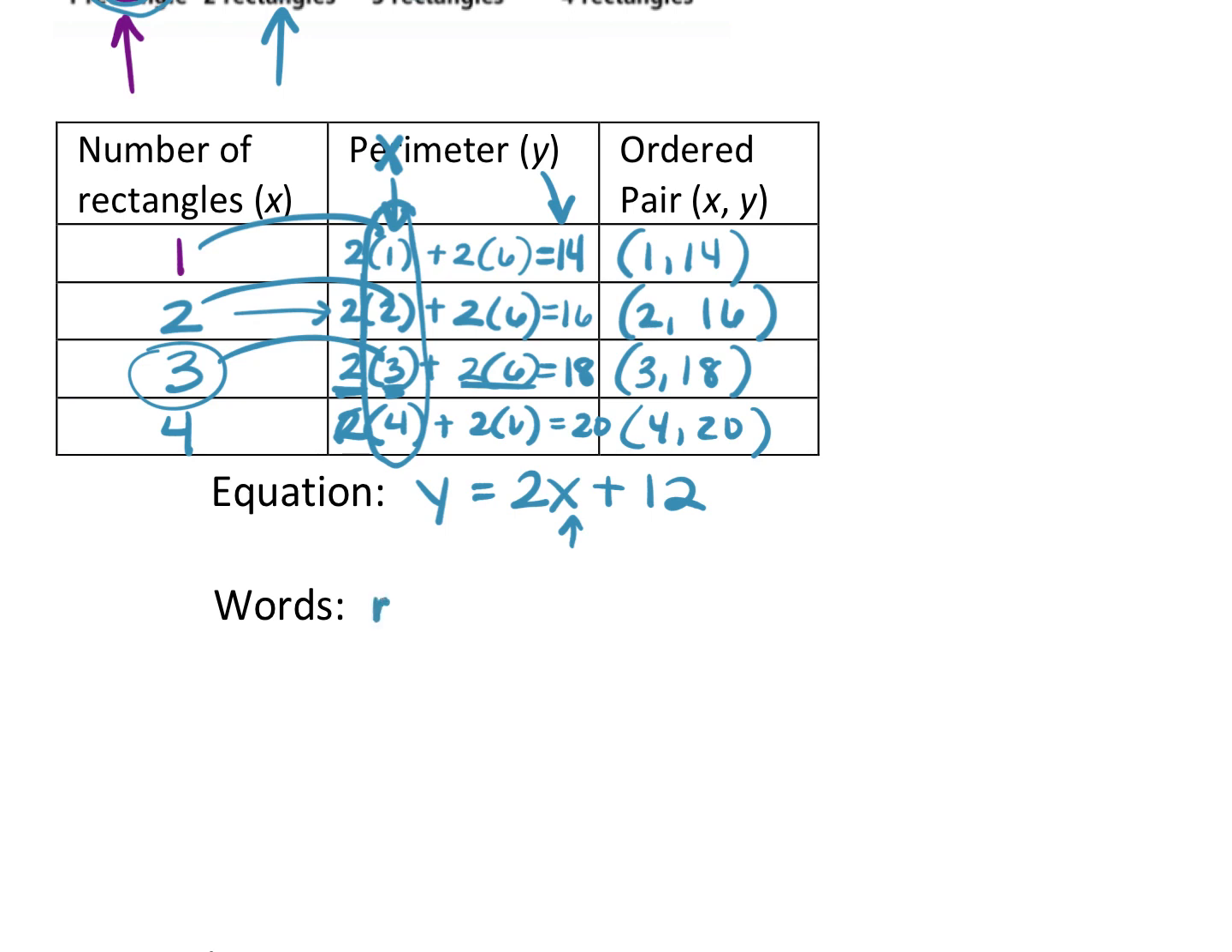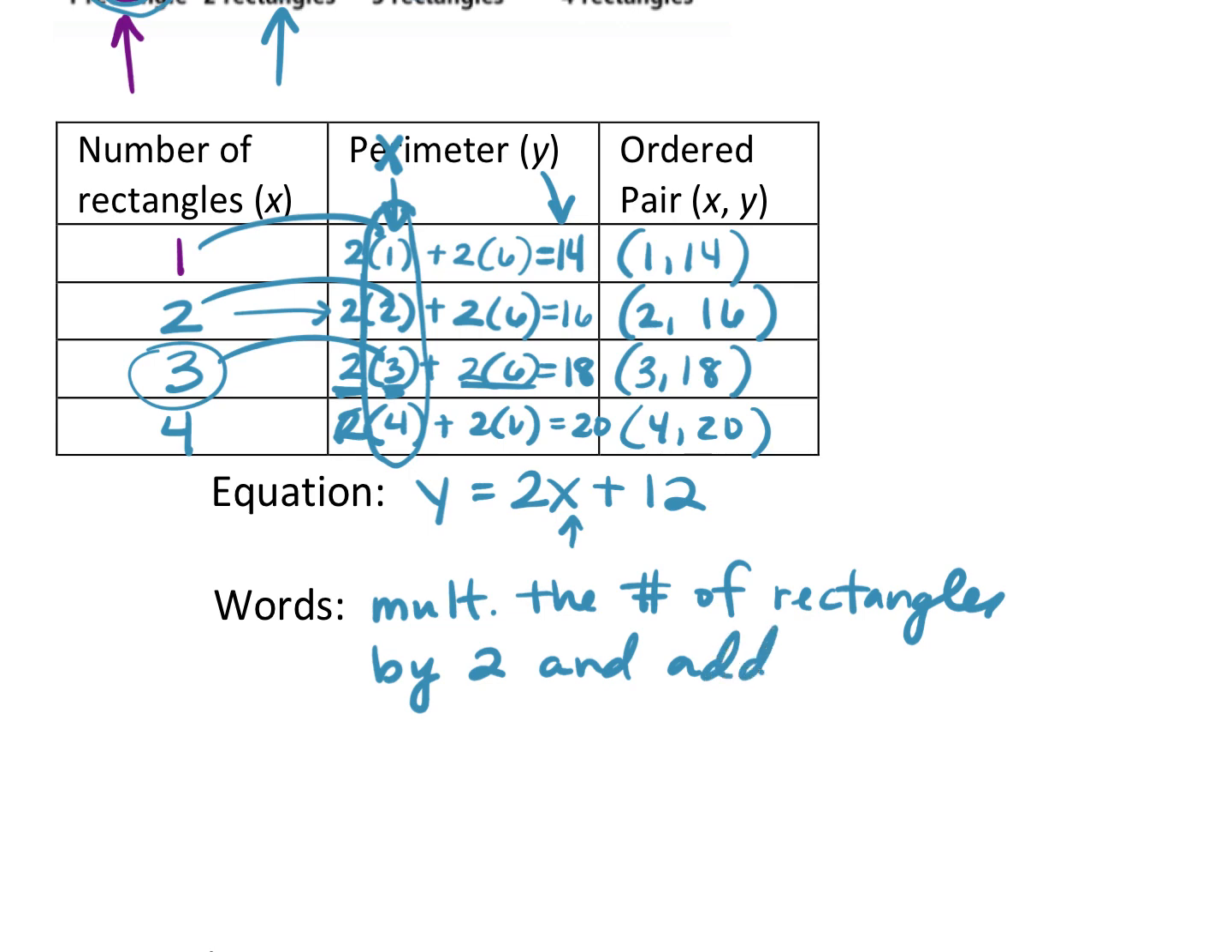How about, let's start this way. If you multiply the number of rectangles by what? By 2. Multiply the number of rectangles by 2 and add 12. You'll get the what? The perimeter.